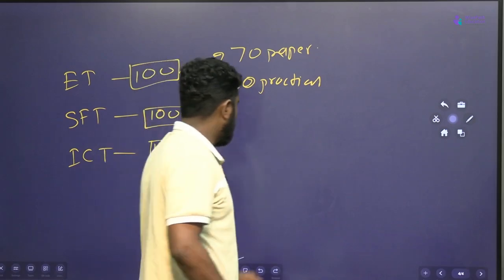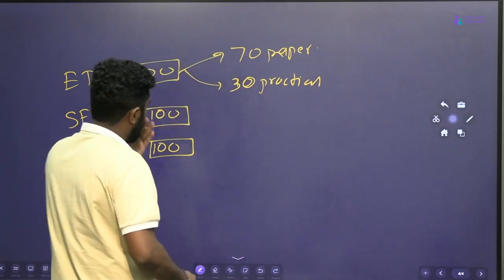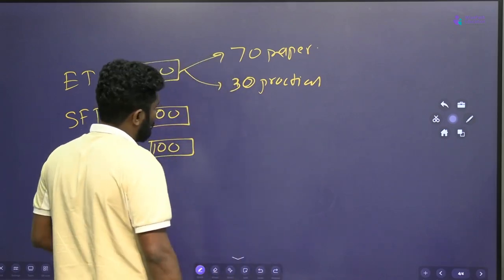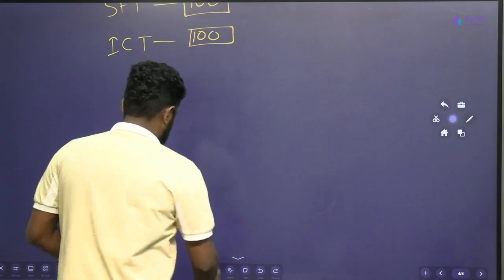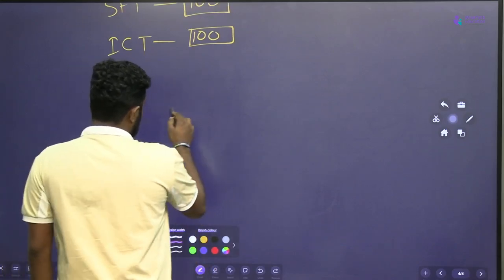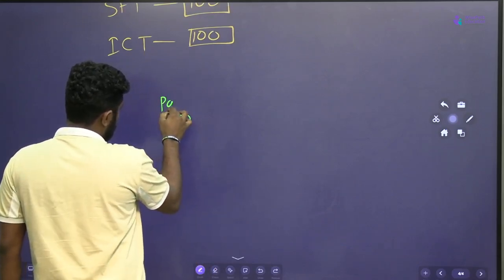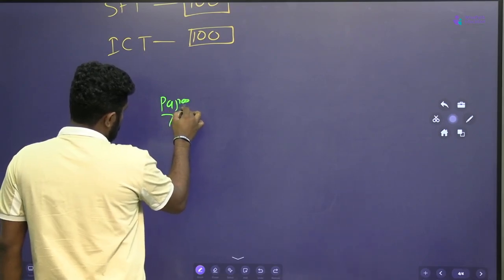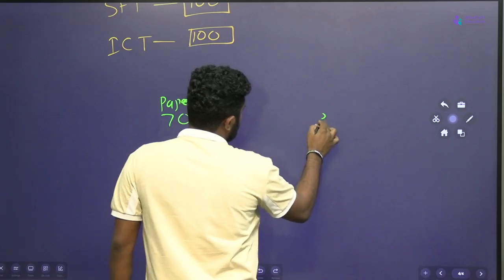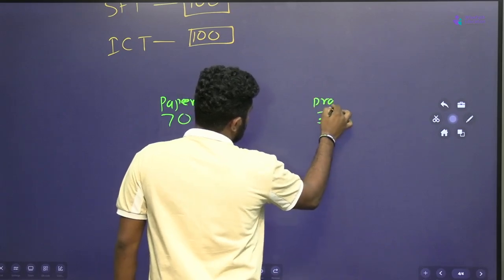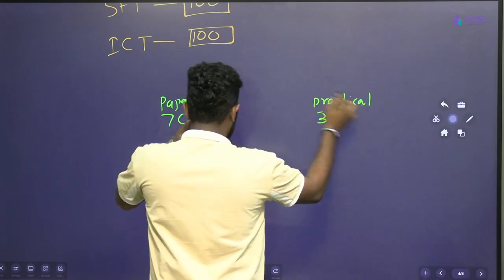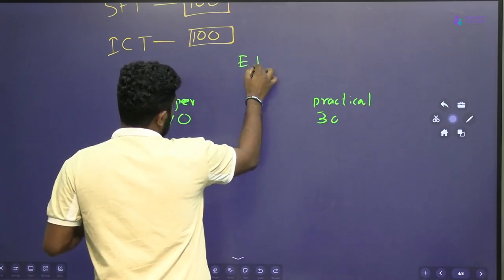Okay. Now, firstly, I am going to tell how to collect the 70 marks and how to collect the 30 marks for the practical. 70 marks for the paper and 30 marks for the practical, no? Okay. And this is about the ET.